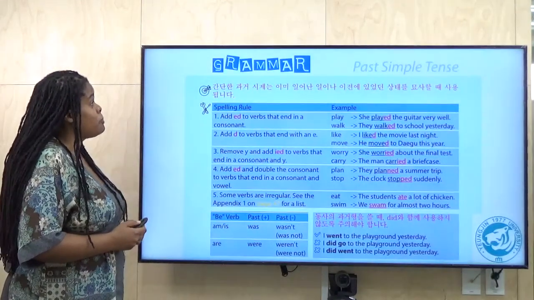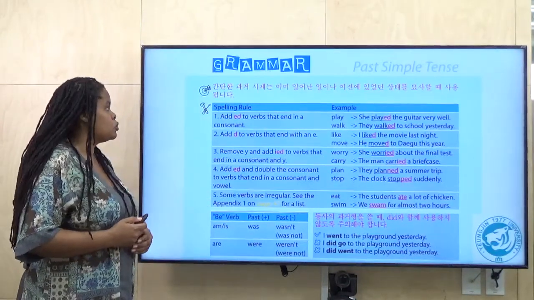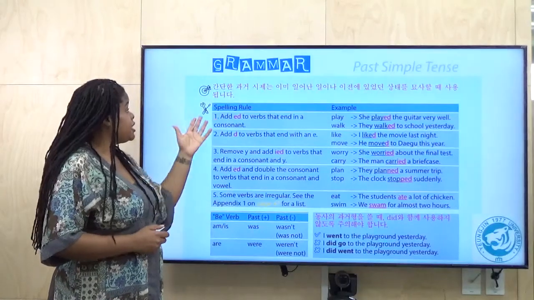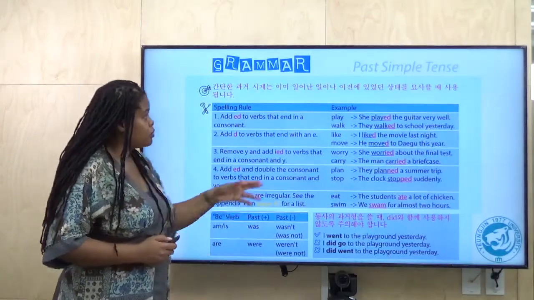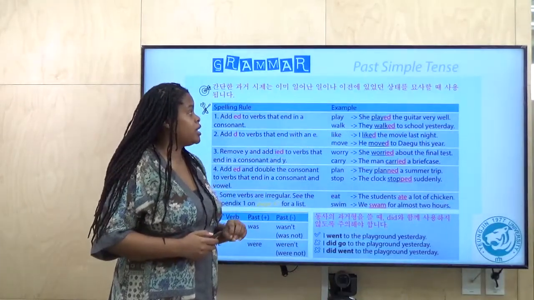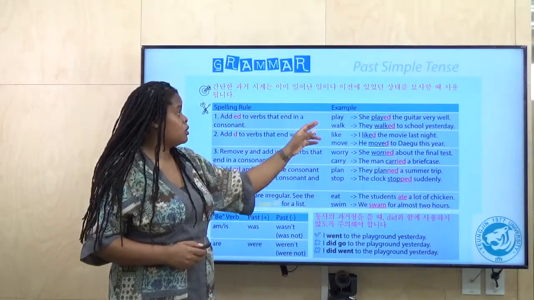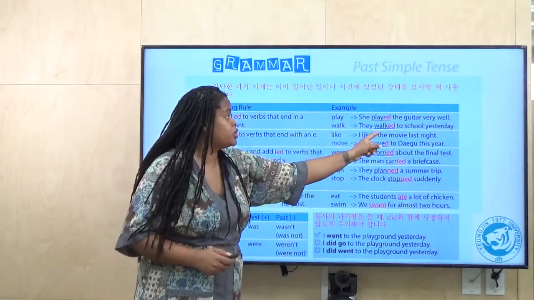So today we're talking about the past simple tense, and here is the chart with the spelling rules. Spelling rule number 1. Please add ED to verbs that end in a consonant. So for example, play, where Y is the consonant, she played. Walk, the consonant is K, they walked.